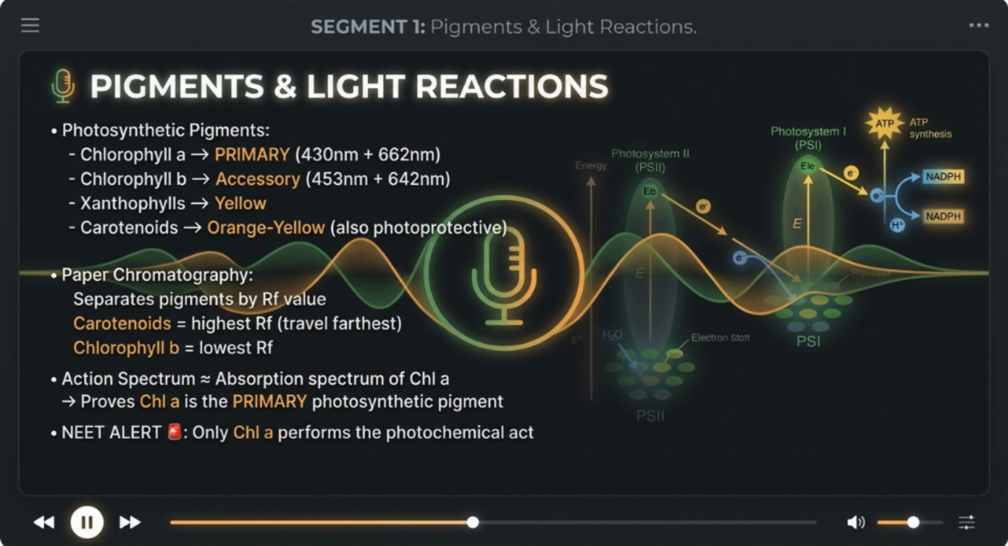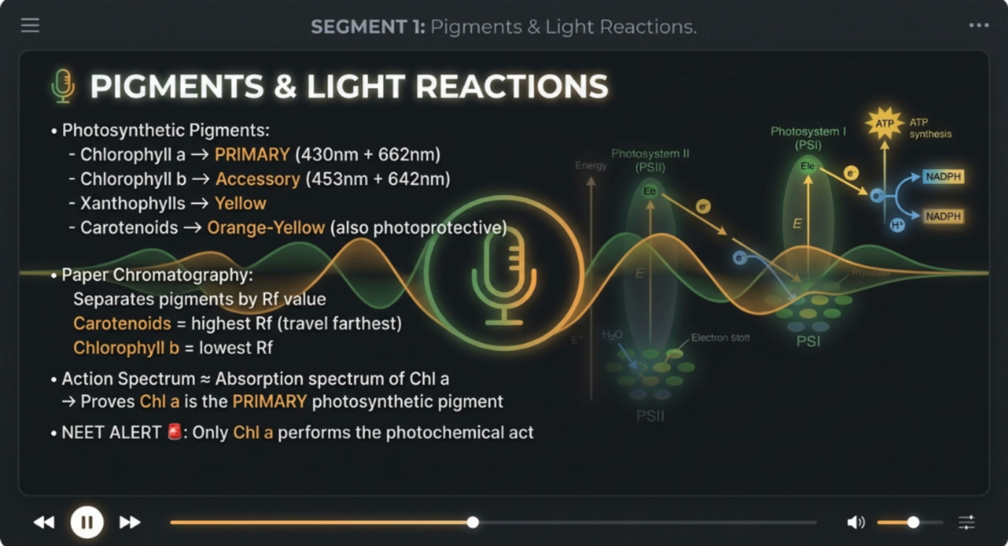Inside the chloroplast, the thylakoid membranes contain 4 key pigments. Chlorophyll A, the primary pigment, absorbs light most strongly at 430 nanometers in the blue region and 662 nanometers in the red region. Critically, chlorophyll A is the only pigment that directly performs the photochemical act, the actual energy conversion step.